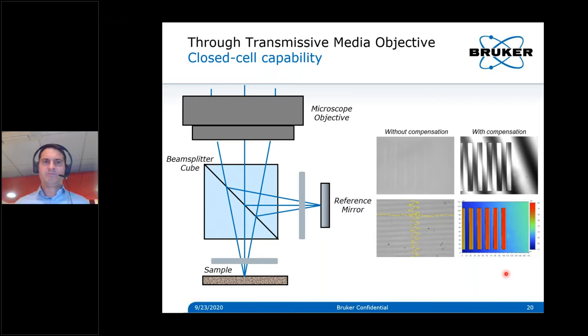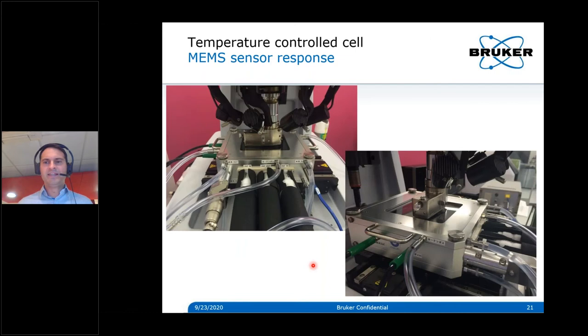So that's the main purpose of this true transmittive media objective: to have the flexibility to easily fit in whatever windows are needed, such as to compensate for the presence of the other window. In that case, you can, for instance, design this nice heating and cooling chamber built for one of our Japanese users. What you see is the objective, and there is a MEMS device which needs to be characterized in terms of shape at different temperatures. In that case, we'll see whether the sensor will still be usable at that temperature or not.